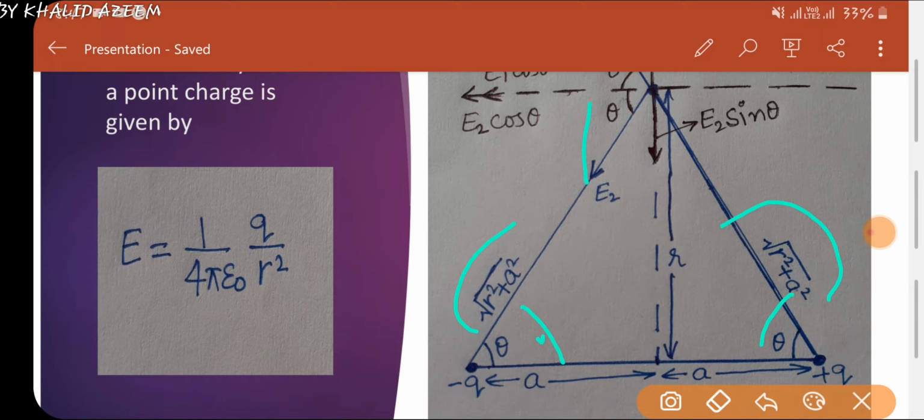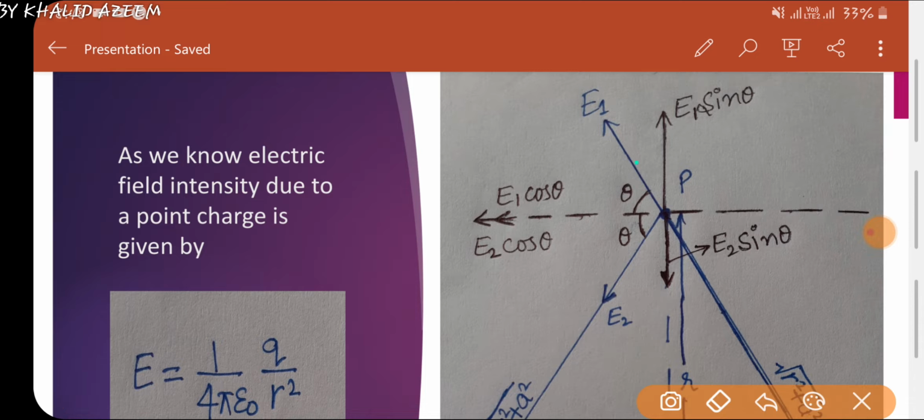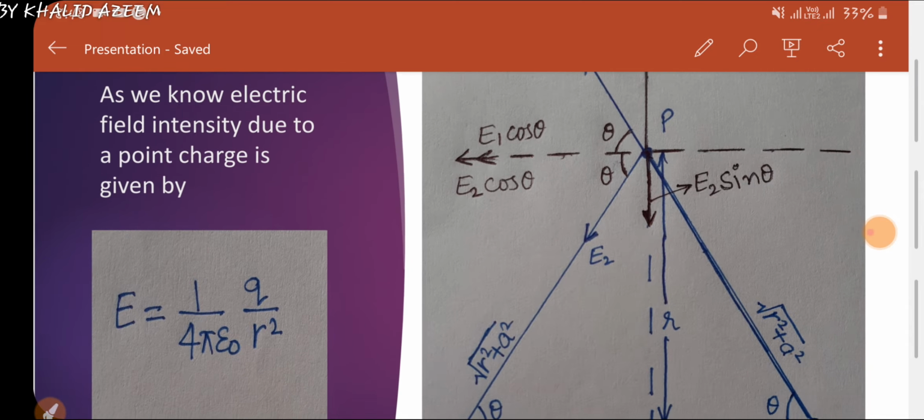Similarly, if this angle is theta, then this angle is also theta, corresponding angle. So now we take their components. Cos component will come on that line which is making angle with the vector, and sin theta will come on that line perpendicular to cos component.